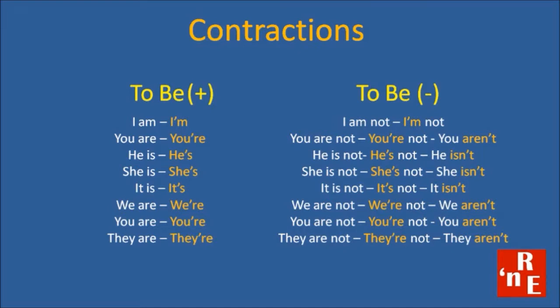Maybe the first contraction, the first column, you're not, is a little bit stronger because we can say you're not or he's not. When we say you aren't, we have no stress in the statement. So if you want to say the contraction a little bit stronger, you can use the first option, you're not.